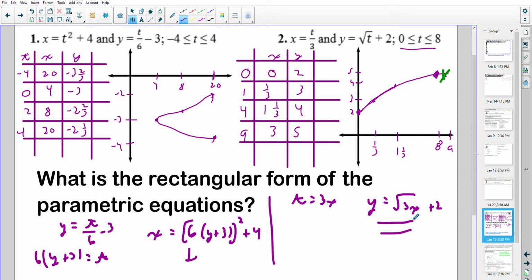Now, one other part of this is you have these restricted t's. Now, what you could do is figure out what your minimum x would be, or your domain of your x's, and then include that in here for the domain. But in terms of what I'm concerned about, generally switching the equation by using substitution is sufficient.